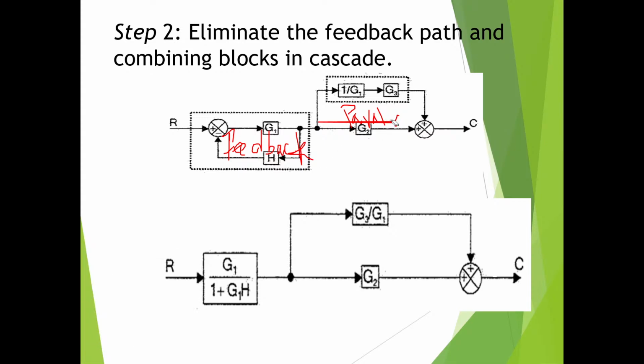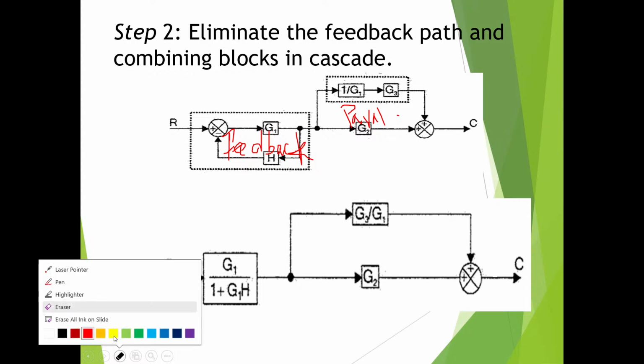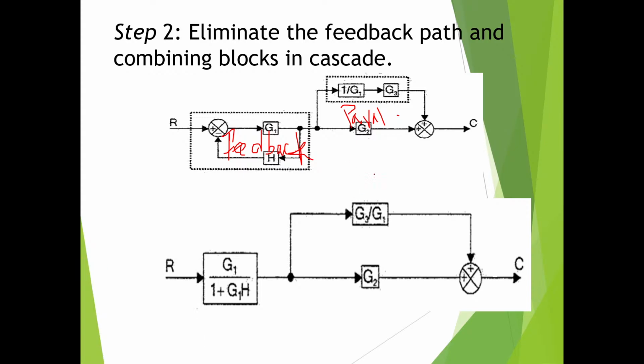I can't write parallel here. Okay, you people, no need to write parallel. So no need to draw the first diagram. In the first diagram, simply I have mentioned the dotted lines. You can directly draw the second diagram. What is the negative feedback path gain value? I will erase all the inks.